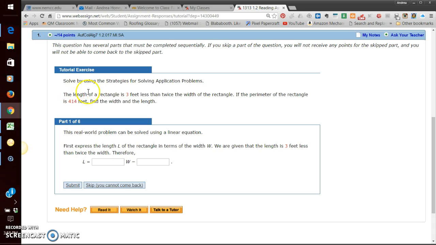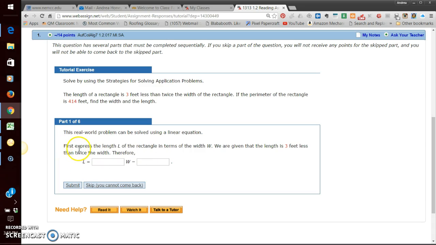This is the problem statement here. The length of a rectangle is 3 feet less than twice the width of the rectangle. If the perimeter of the rectangle is 414 feet, find the width and the length. And you'll notice that two of these numbers are in red right here. That means that those numbers can change from person to person, so you may not have 414 feet, and you may not have 3 feet less than twice the width. You may have different numbers there, okay? So just pay close attention to that. And if you have something different, don't use my numbers, okay?